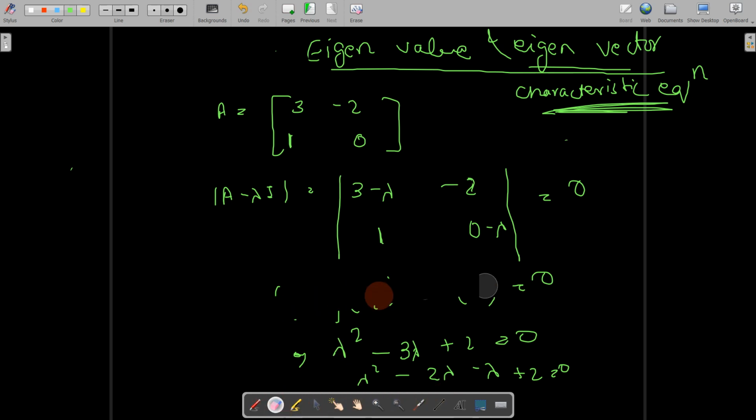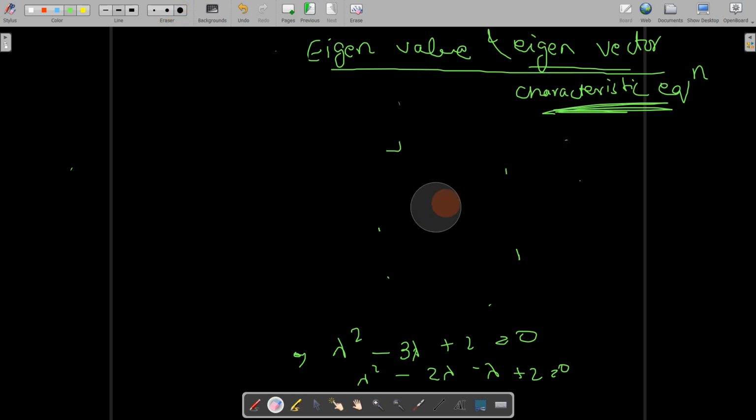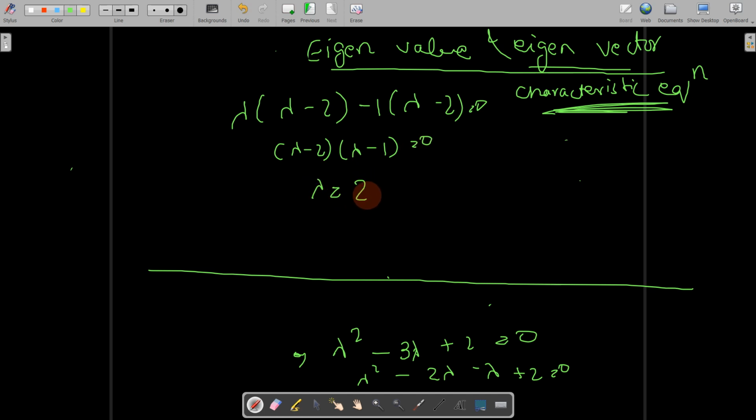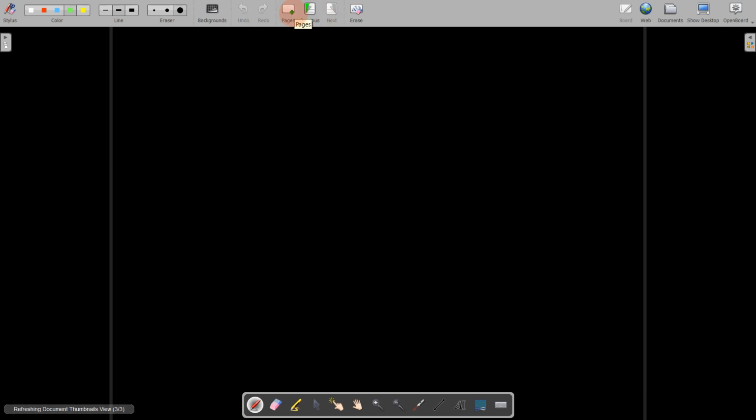I will erase the upper part and continue over here. So lambda common, lambda minus 2, minus 1 common, lambda minus 2 is equal to 0. From here we get lambda minus 2 times lambda minus 1 is equal to 0, so lambda's values will be 2 and 1. So we will have two eigenvectors, for lambda equals 2 and lambda equals 1. Let us calculate the eigenvectors in the next slide.